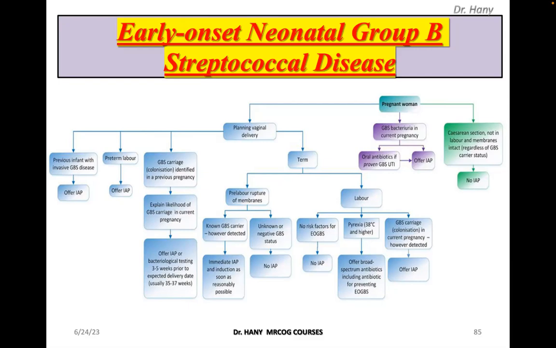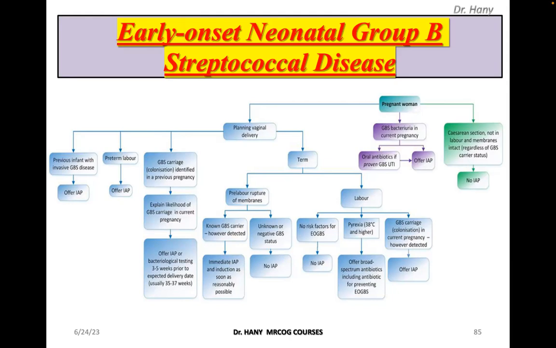I will offer her first the intrapartum antibiotic prophylaxis. If she agrees, that's fine. Safer for her and for the baby. If the delivery is at term, and she has a history of GBS in this pregnancy, or pre-labor rupture of membrane, give her. Known GBS carrier in this pregnancy, give her.